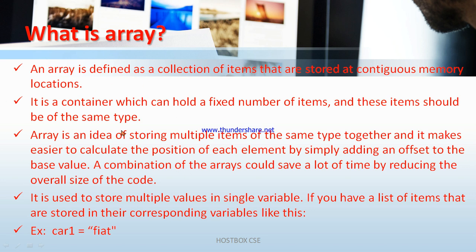And the idea of an array is storing multiple items of the same type together, and it makes it easier to calculate the position of each element by simply adding an offset to the base value. A combination of arrays could save a lot of time by reducing the overall size of the code. Remember why we go for the array concept? Because it saves a lot of time by reducing the overall size of the code. That's the main one. It is also used to store multiple values in a single variable.